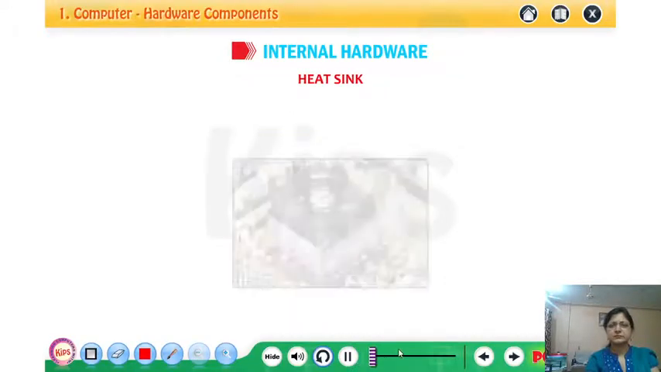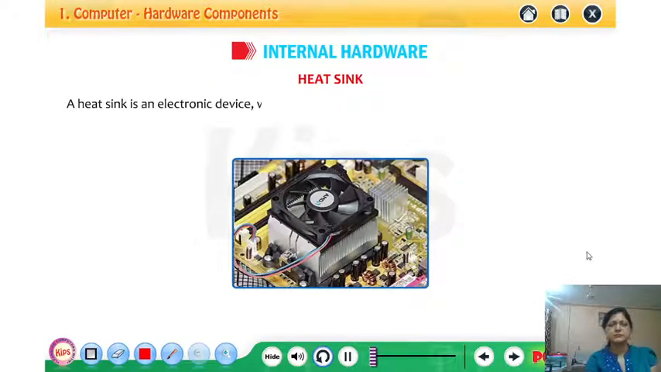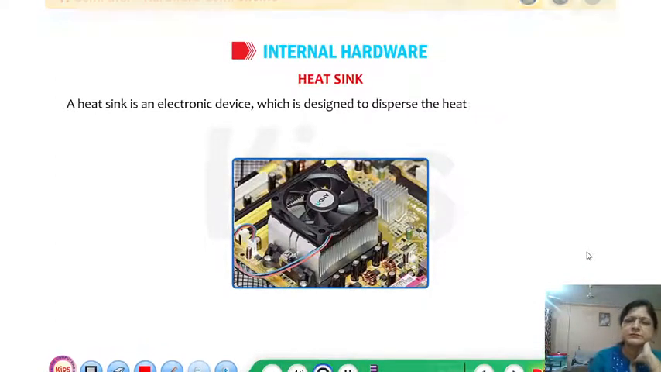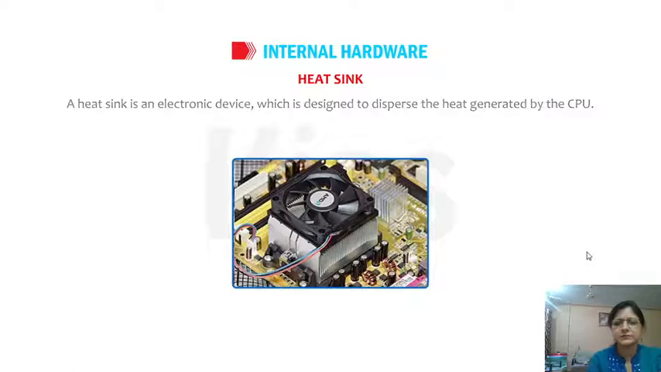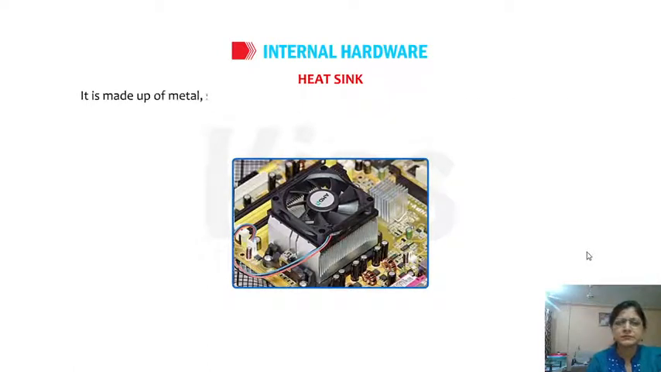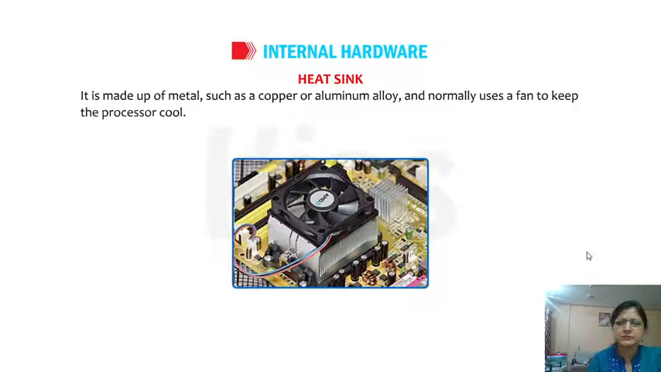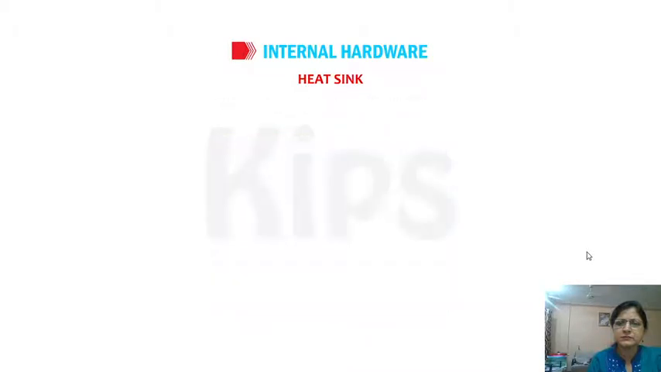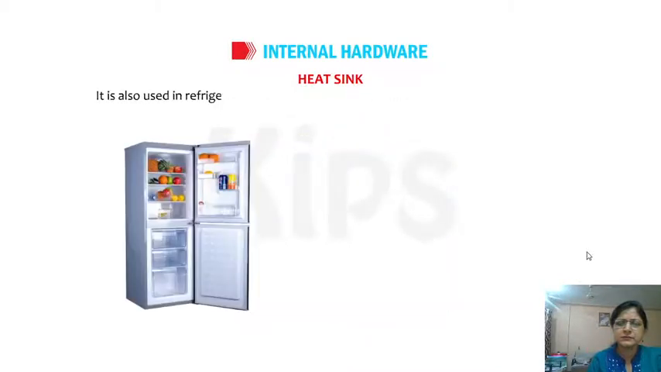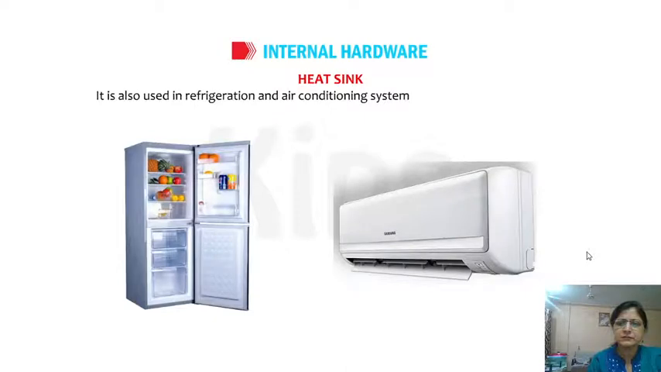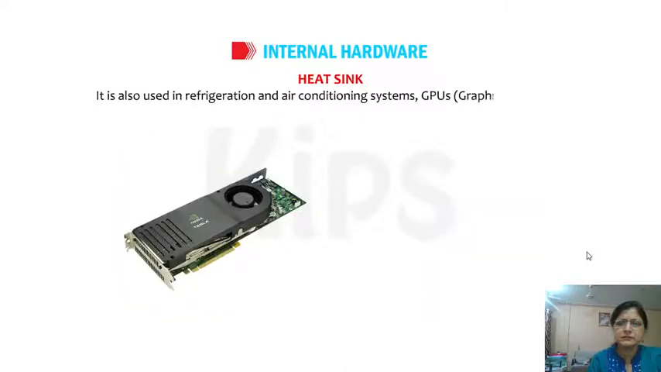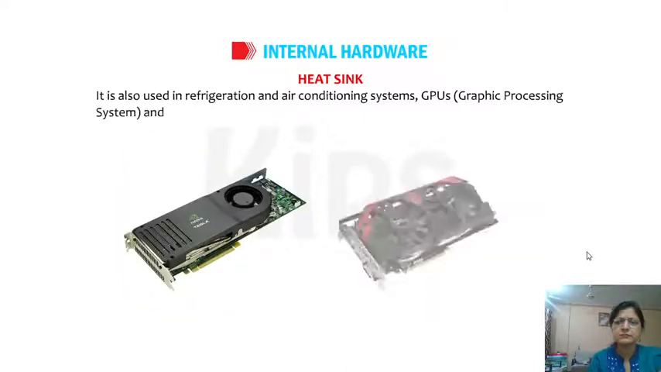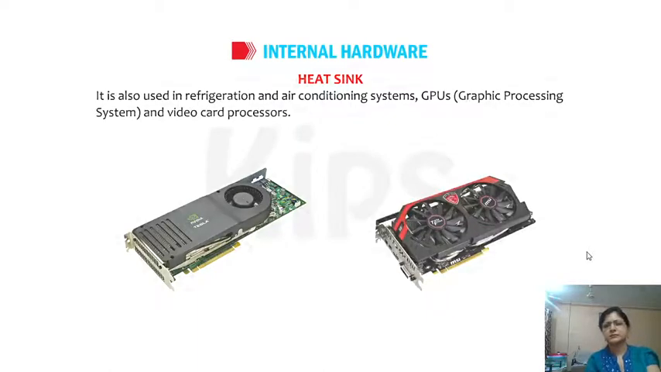Heat sink. A heat sink is an electronic device which is designed to disperse the heat generated by the CPU. It is made of metal such as copper or aluminium alloy and normally uses a fan to keep the processor cool. Heat sinks are commonly used in all CPUs. They are also used in refrigeration and air conditioning systems, GPUs, graphics processing systems, and video card processors.